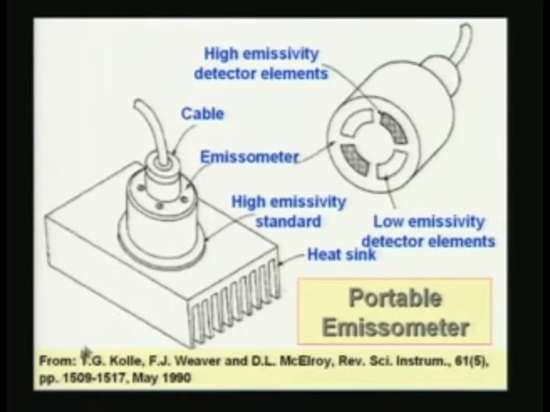I have taken the sketch from the paper by Cole, Weaver and McElroy in Review of Scientific Instruments, which appeared in 1990. What it consists of essentially is an emissometer. This is the emissometer, and it is placed on a heat sink, and the sample whose emissivity I want to measure must be placed on the heat sink, so that the temperature of the sample remains close to the temperature of the ambient.